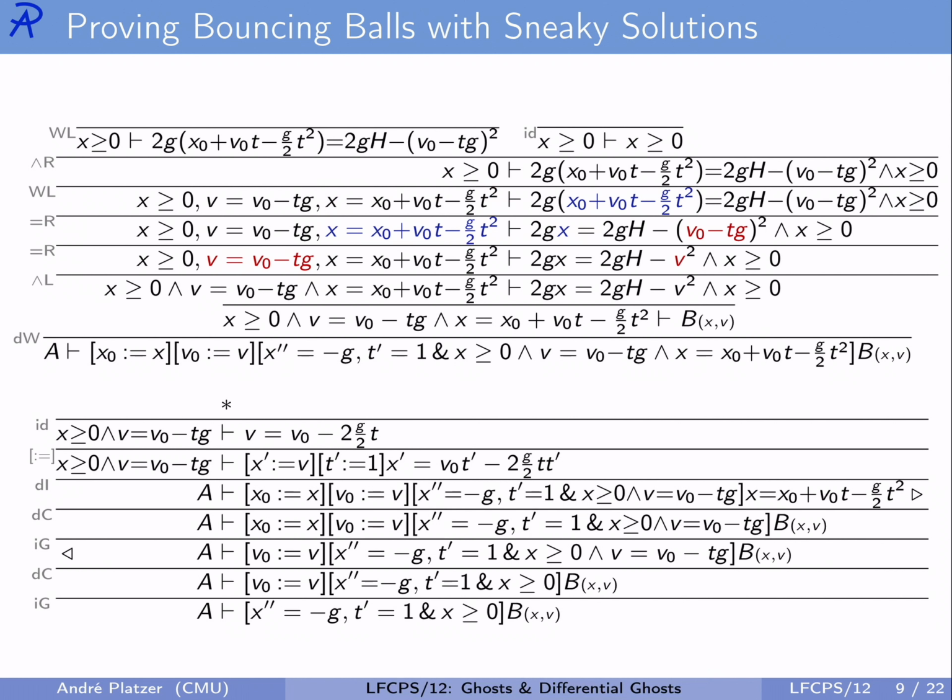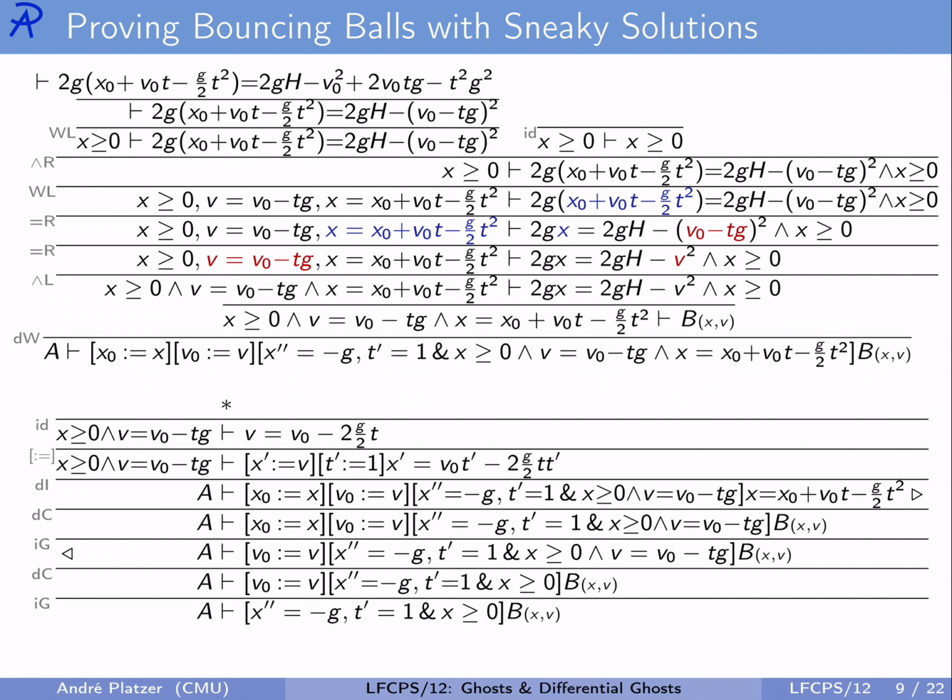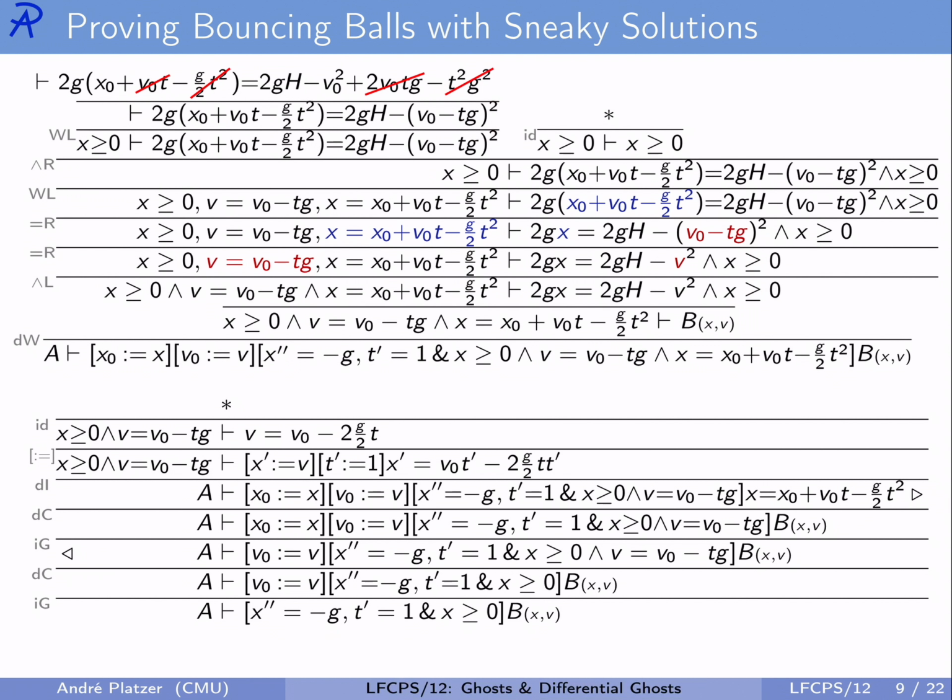And on the other side, here the proof of this now is independent of that, but it will basically just follow by cancellation. So now things will cancel. If we multiply this out, we get minus v naught square plus 2 v naught tg, left and right hand side, minus t squared g square. And now that cancels because this exactly is that, and this exactly is that.